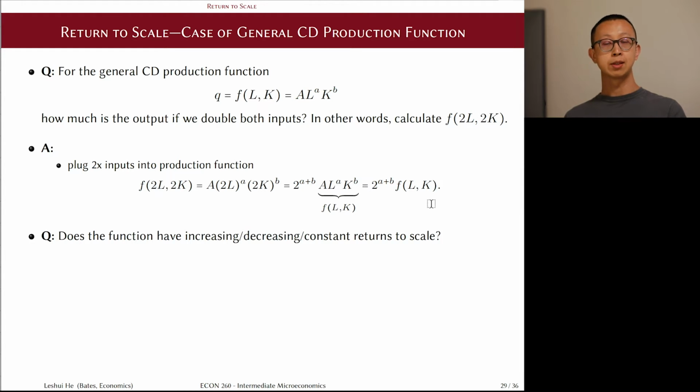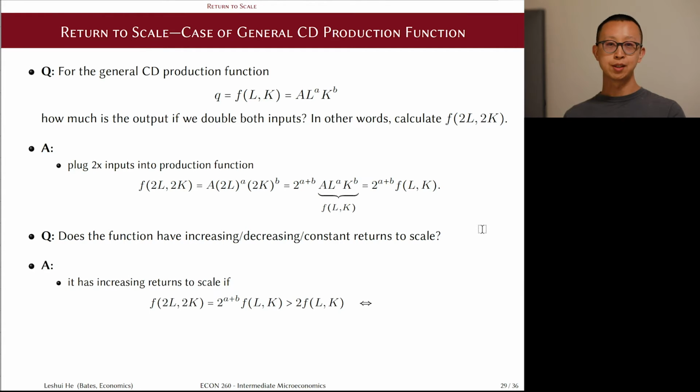And now let me ask, when does this function have increasing or decreasing or constant return to scale? Can you pause the video here and think about the question from the expression that we just derived? Please give it a try.